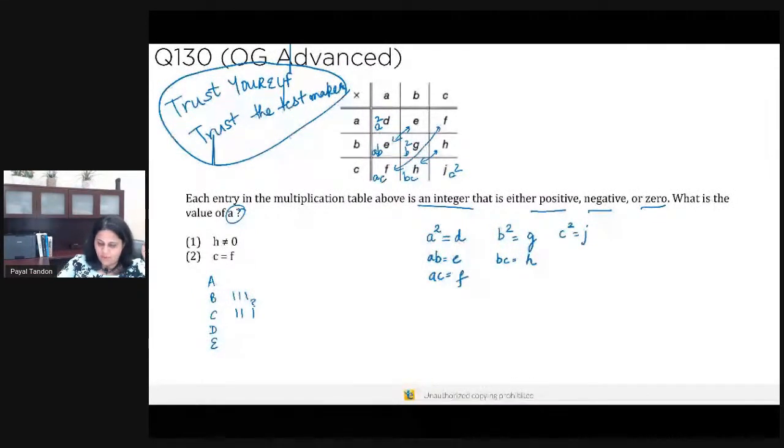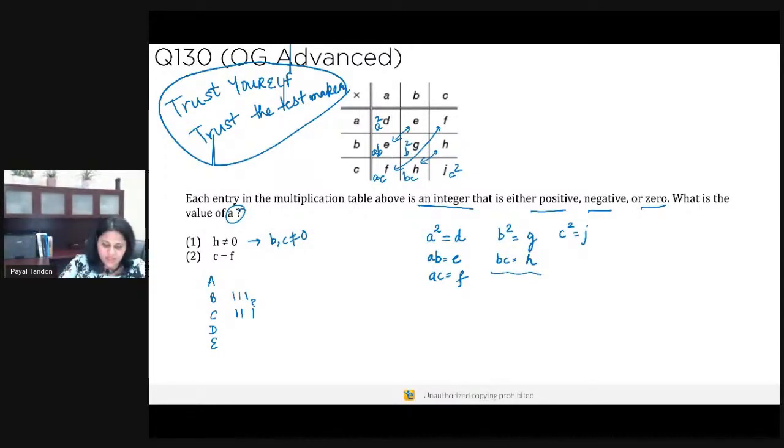What is statement 1 saying? Statement 1 says H is not equal to 0. H is over here. So all this is saying is that B and C cannot be 0, because H is not 0, which means neither B nor C can be 0. But what is A? I really don't know. It's not giving me any information about A. How can I use this to find information about A? I cannot. So this choice is not sufficient, which is good.